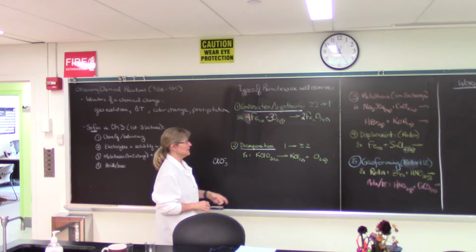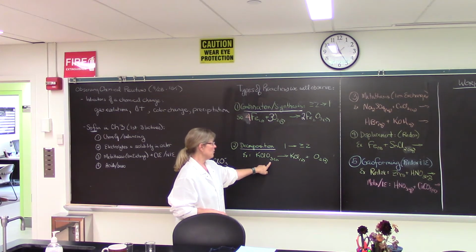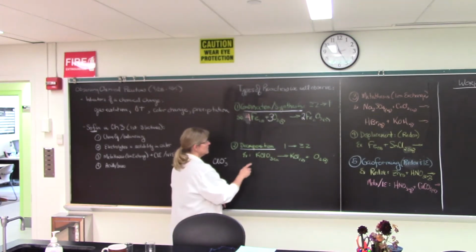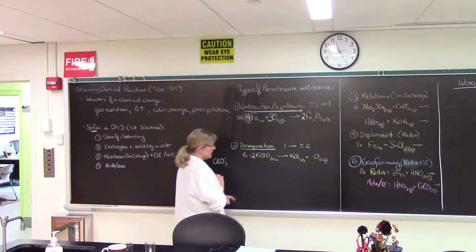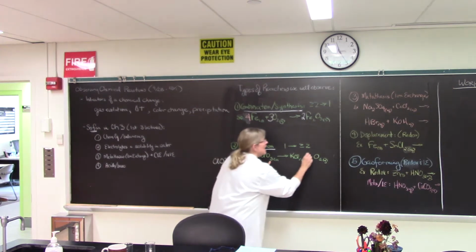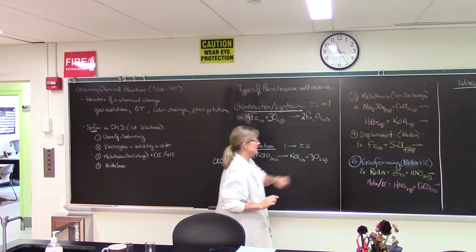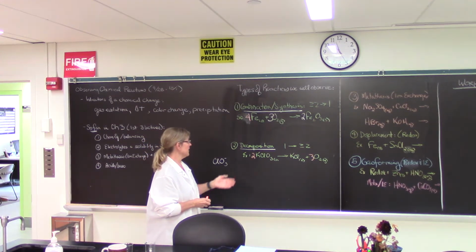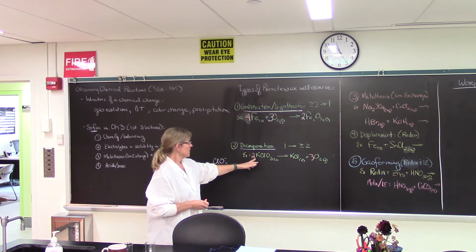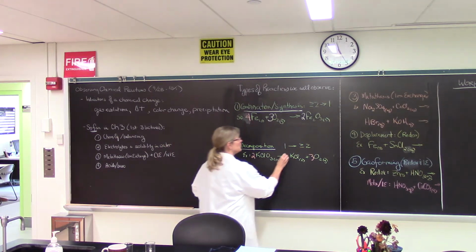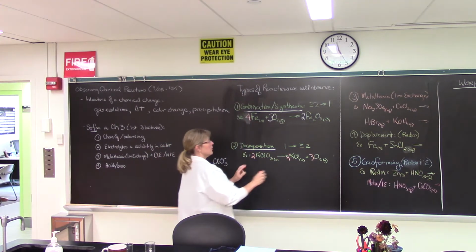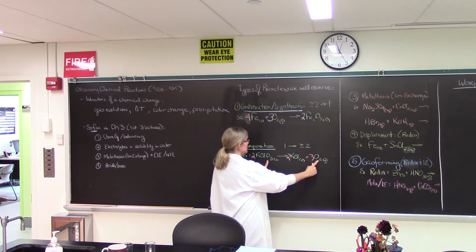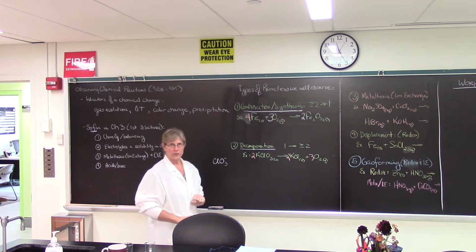Let's balance this. Well, we already figured out above that when you had a 3 and a 2, you had to make 6. So we're going to do that. So we need 2 of these to have 6, and 3 of these to have 6. So now that our oxygens are balanced, let's figure out the rest of it. Oh, this is easy. I just need to put a 2 there. So now I have 2 potassiums, 2 chlorides, and 6 oxygens.